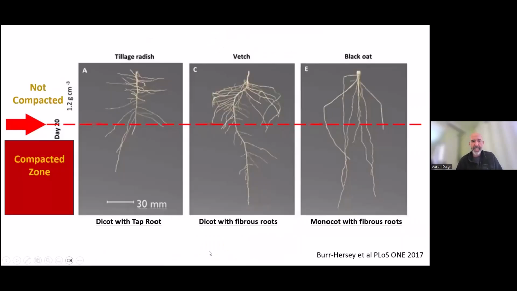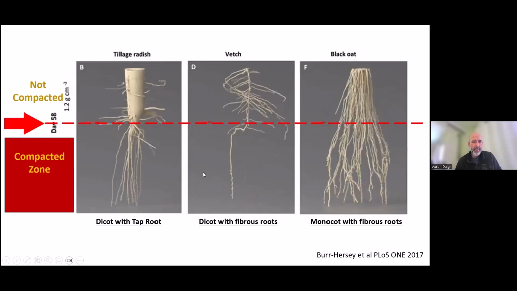I really like this study from a handful of years ago to where they grew a couple different types of cover crops here, tillage radish, vetch, and black oat. They had non-compacted zone up top, but then down at some depth, they compacted the soil. And after 20 days of growing these different cover crops, where we got dicot with taproot, dicot with fibrous roots, and monocot with fibrous roots, it looks like all these are doing quite well. They're going down. There's lateral roots on some of these systems being produced as you'd want and everything.